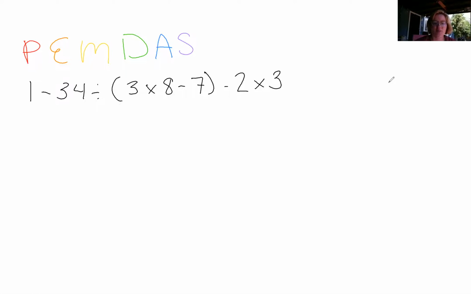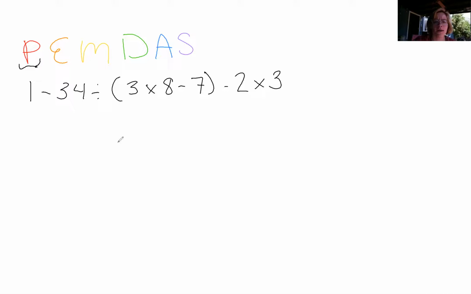Let's go ahead and take a look at problem number 1. Now I'm going to read this real quick. It says 1 minus 34 divided by the quantity 3 times 8 minus 7 minus 2 times 3. Okay, so we are going to take a look at our PEMDAS. My first letter here is a P. We start inside of our parentheses. So right in here, I have 3 times 8, excuse me, 3 times 8 minus 7.